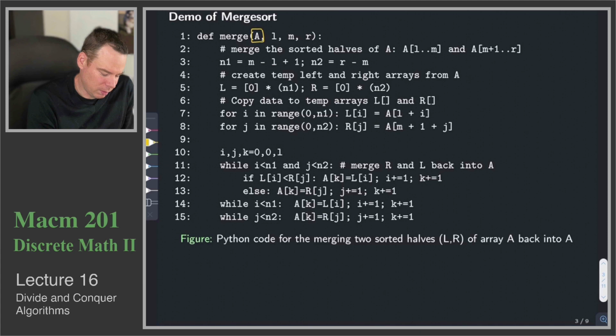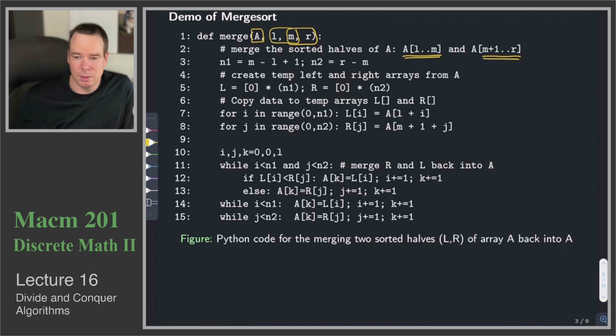And so that's where these three numbers come in. The left array goes from L to M, and the right array goes from M to R. So that's what we've indicated here. We've got one array that runs from L to M, and the other one that goes from M plus 1 to R. So they're not going to share that value AM. This right half actually uses the next element of the array.